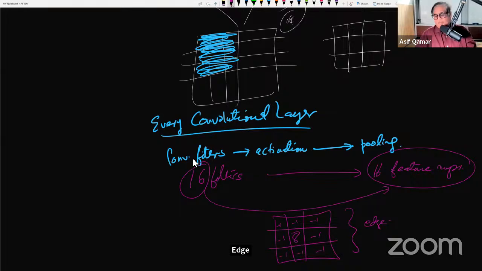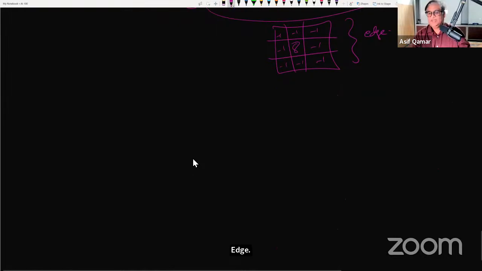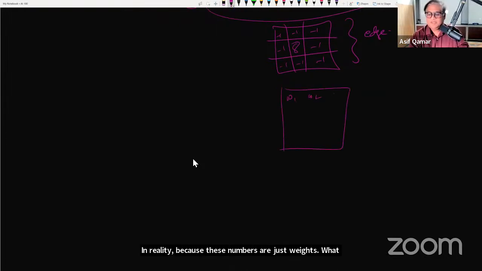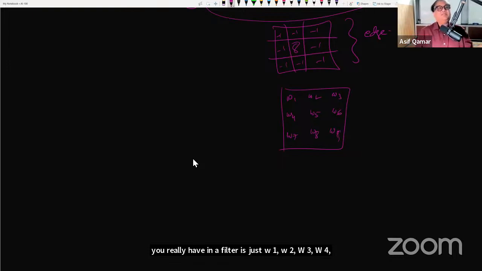That was good to understand. In reality, because these numbers are just weights, what you really have in a filter is just W1, W2, W3, W4, W5, W6, W7, W8, W9. How will these weights get learned? Through backpropagation. And so you don't know what the machine will decide as the optimal feature to discover in the image, isn't it? That's the beauty of it.